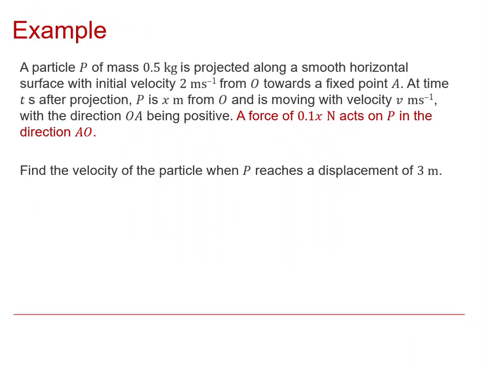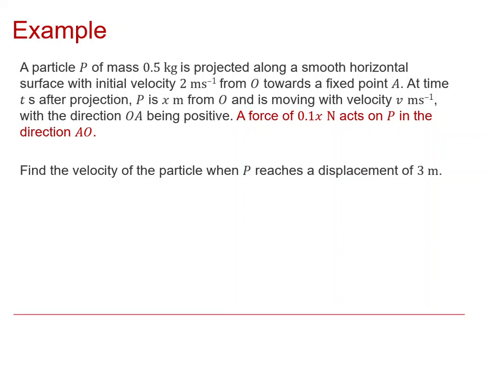So let's look at a particular problem. We've got a particle of mass 0.5 kilograms. It's again on a smooth horizontal surface, so there's no friction. It has an initial velocity of 2 meters per second in the direction of a point A. After t seconds, its displacement will be x meters, and it will be moving with velocity v meters per second, where the direction OA is taken as the positive one.